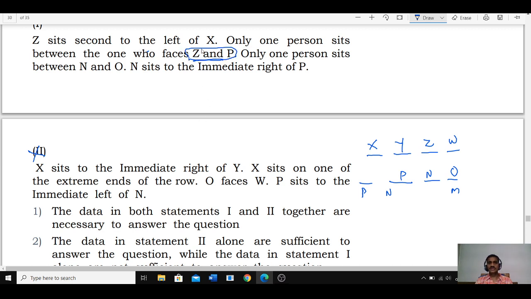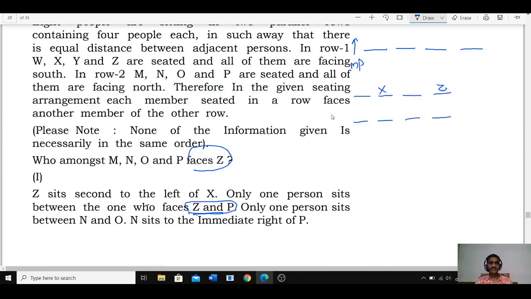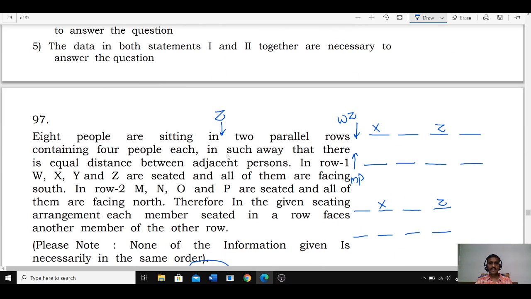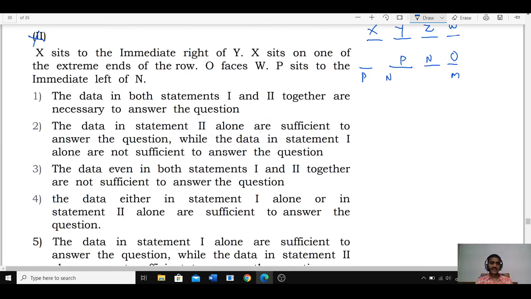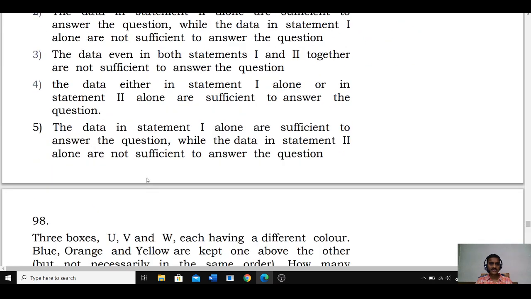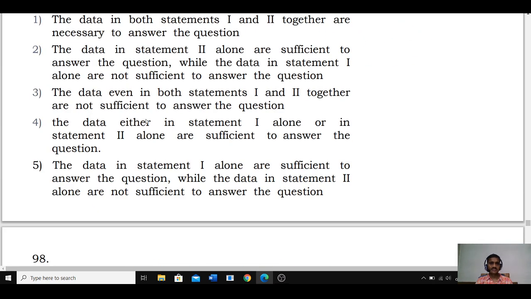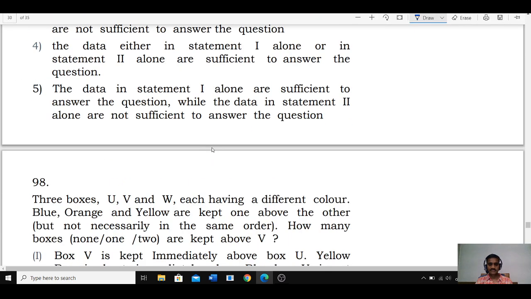Okay, Z sits second to the left of X, one person between Z and P. One person between Z and P is not possible because we have only 4 persons in each of the rows. Hence combining these two is also not possible here. The data even in both the statements is also not sufficient. Even in both is also not sufficient, that is choice 397.